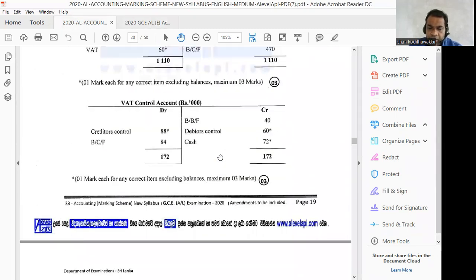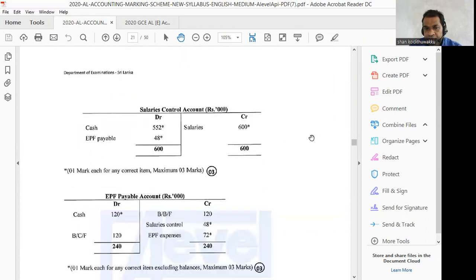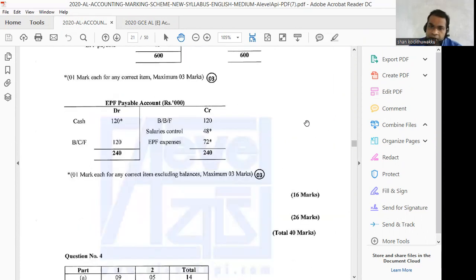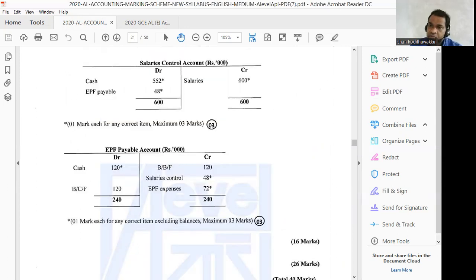What is the double entry? We maintain a separate EPF expense account for the business: debit 72,000 and credit to EPF payable account 72,000. That is the double entry. This is what the owner has to pay. The business has to pay 12% of the gross salary. If 88% equals 48,000, you divide by 8 and multiply by 12, and it will be equal to 72,000. That is an additional expense for the business. Therefore, debit EPF expense account and credit EPF payable account. That is how you can pass the double entry.